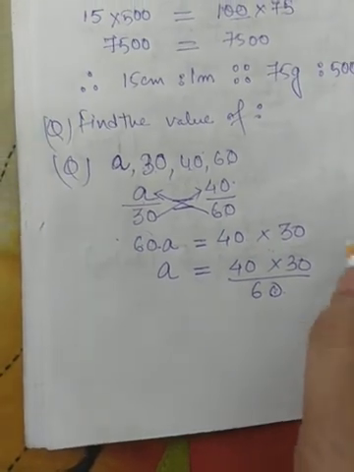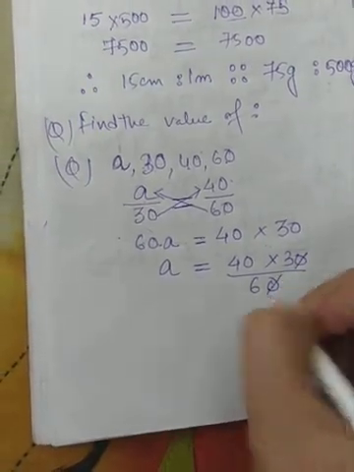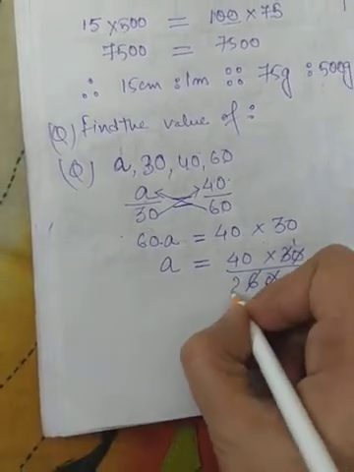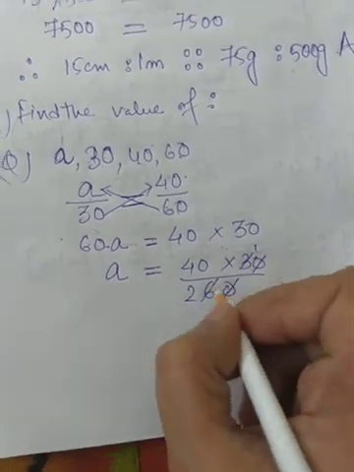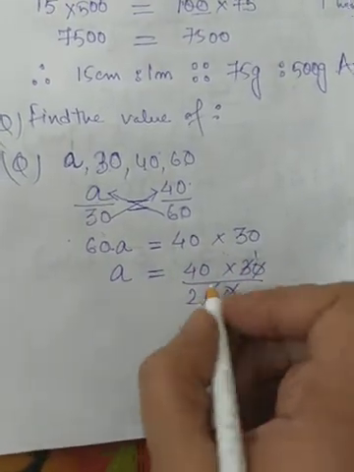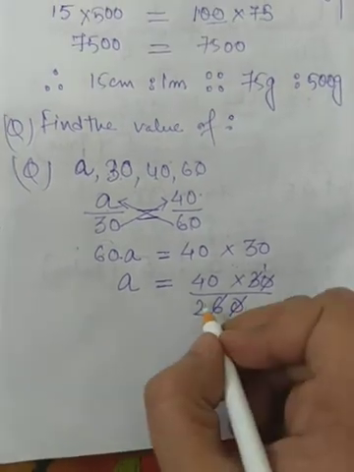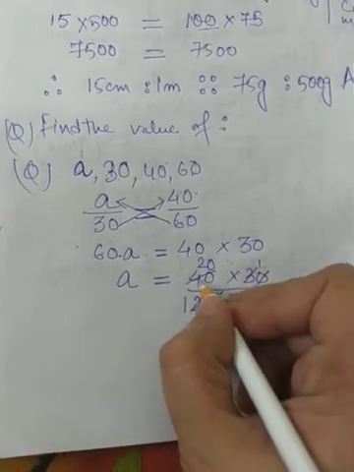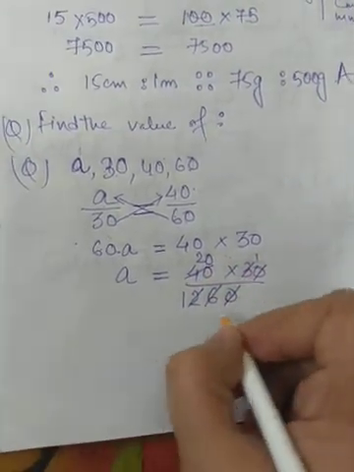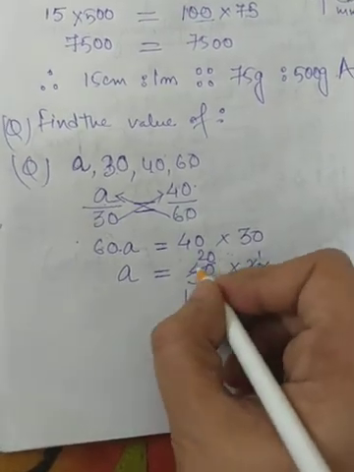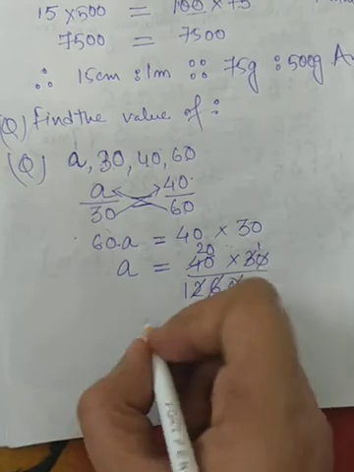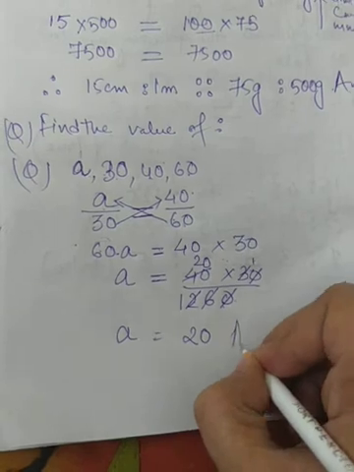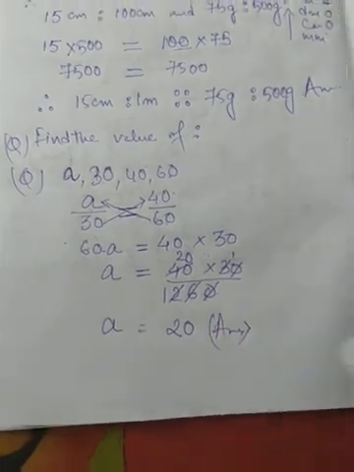Now let us cancel it. 0, 0 will cancel, and 3 1s are 3, 3 2s are 6. Again we can cancel both this numerator and denominator with the table of 2. 2 1s are 2, and here 2 2s are 4, and 0. 2 20s are 40. What is left in the denominator? Nothing is left. In the numerator it is 20 into 1, which is 20. So the answer will be A is equal to 20. And this is the answer. Clear?